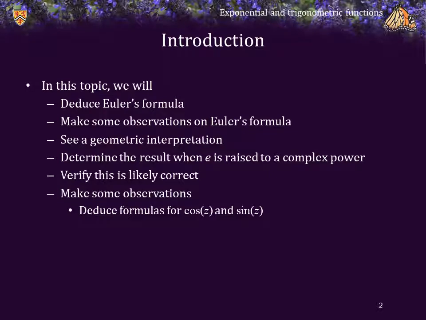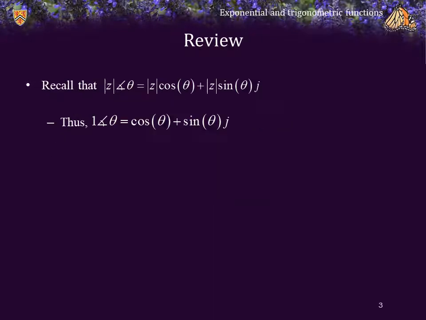In this topic, we will deduce Euler's formula. We will then make some observations about Euler's formula. We will then see a geometric interpretation of how you can have a complex valued function of a real variable. We will then determine the result when e is raised to a complex power. We will verify that this is reasonably correct and make some observations, including deducing formulas for cosine of z and sine of z when z is complex.